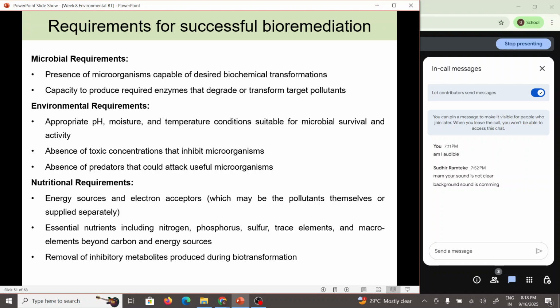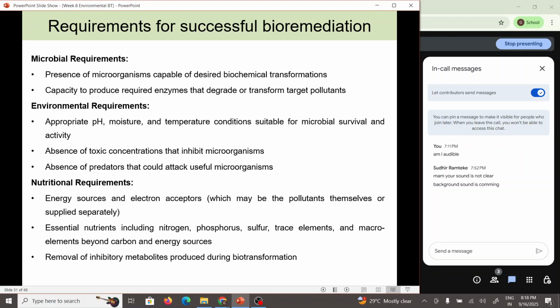And next one is the absence of predators that could attack useful microorganisms. So this is the concept of competition that we discussed in ecological succession or ecological evolution. So the predators that are going to harm the microbes that transform the pollutant are of no use. The net result is that this site is still going to be polluted.